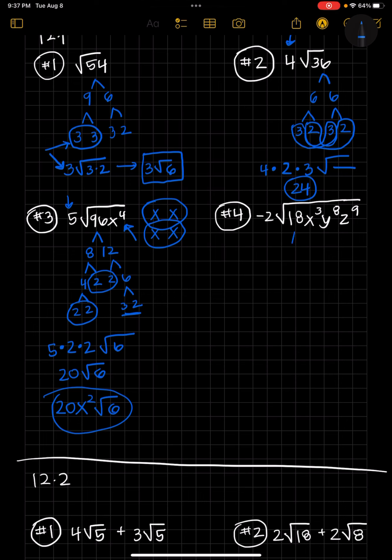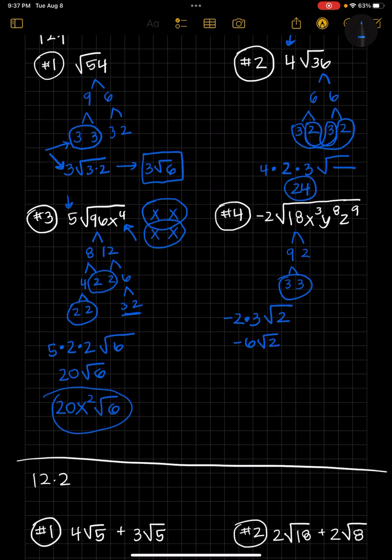Okay, now let's talk about example number 4. Once again, I'm going to start with the number on the inside. So 18 is 9 and 2, 9 is 3 and 3. I circle my pair of 3s, which means the 3 comes out, but the 2 stays in. So I'd have negative 2 that was already on the outside, times 3 from the pair, and then square root 2. So just for the numbers, I end up with negative 6 square root 2.